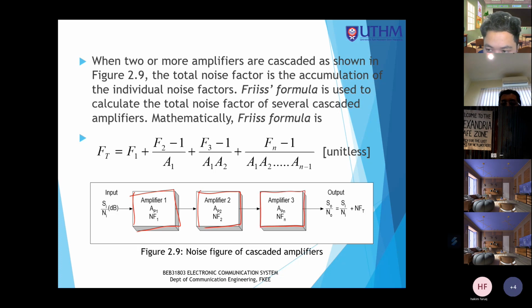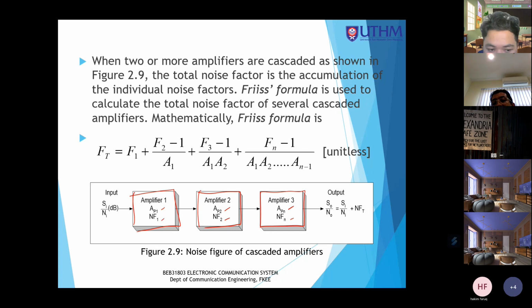Ada 3 amplifier, for example. So the amplifier has the input and also has the output, and each amplifier has the gain. Okay, it has a gain. Each amplifier has its own gain, and each amplifier has its own noise factor.